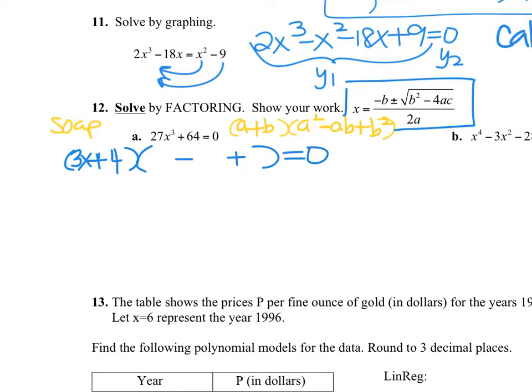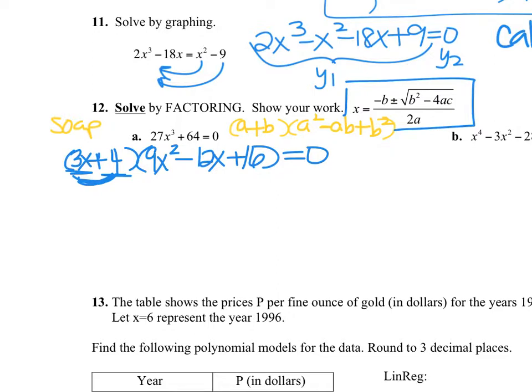Then we're going to take the first term here is going to be a squared. This is a. A is 3x. We're going to square 3x and get 9x squared. Your middle term is to take the two of them and multiply them together. 3x times 4, 12x. And then your last term is to take the last term 4 and square it to get 16. All right, that's the factoring part.